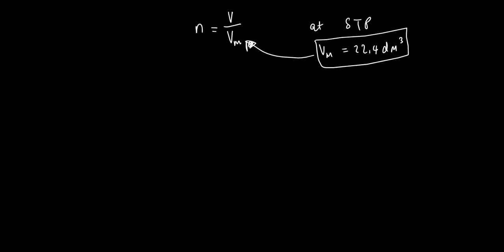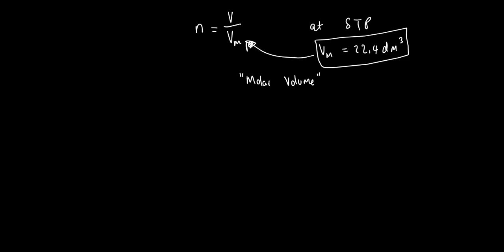Okay, so that's simply what I'm saying. At STP, for VM we use 22.4. But if the temperature and pressure are not standard, you don't use the 22.4 there. They must give you the molar volume. So check the question whether you are given the molar volume. Okay, that's it.